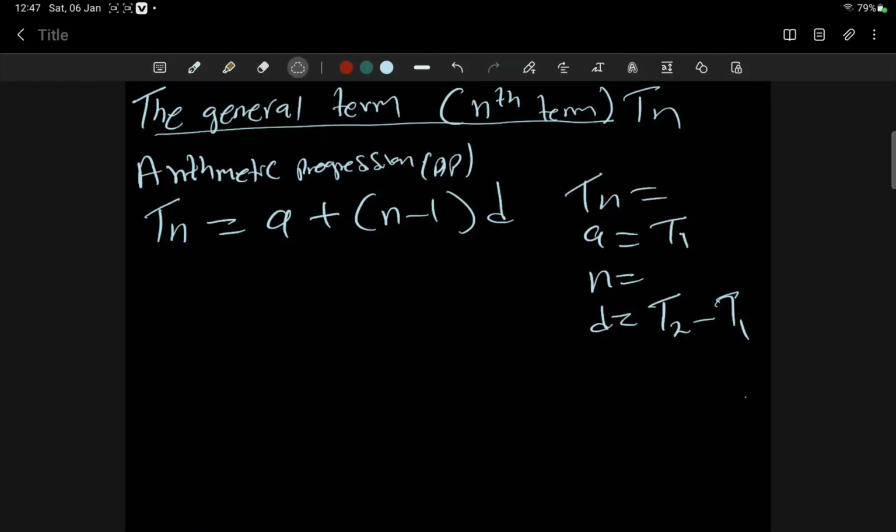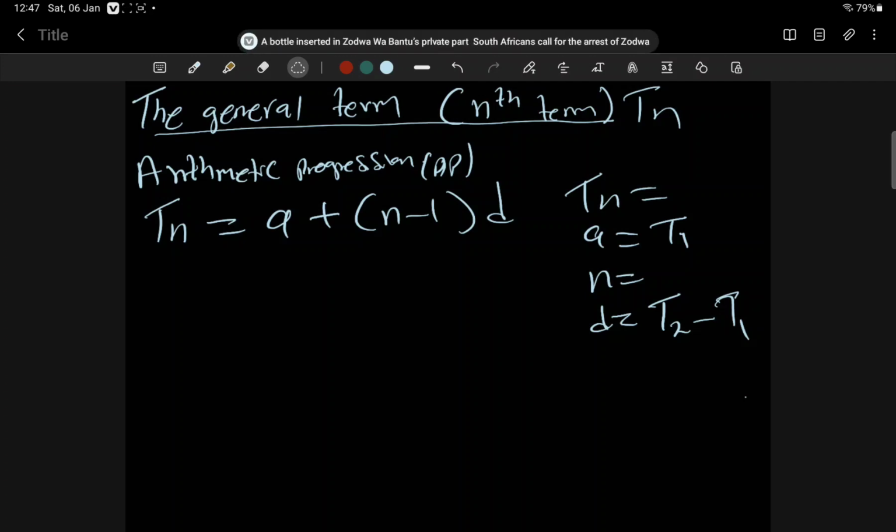In this video, we're going to look at the general term of the arithmetic progression. So how is the general term given? We were given it as Tn equals a plus (n minus 1) d. So what are these variables? Tn is the general term.